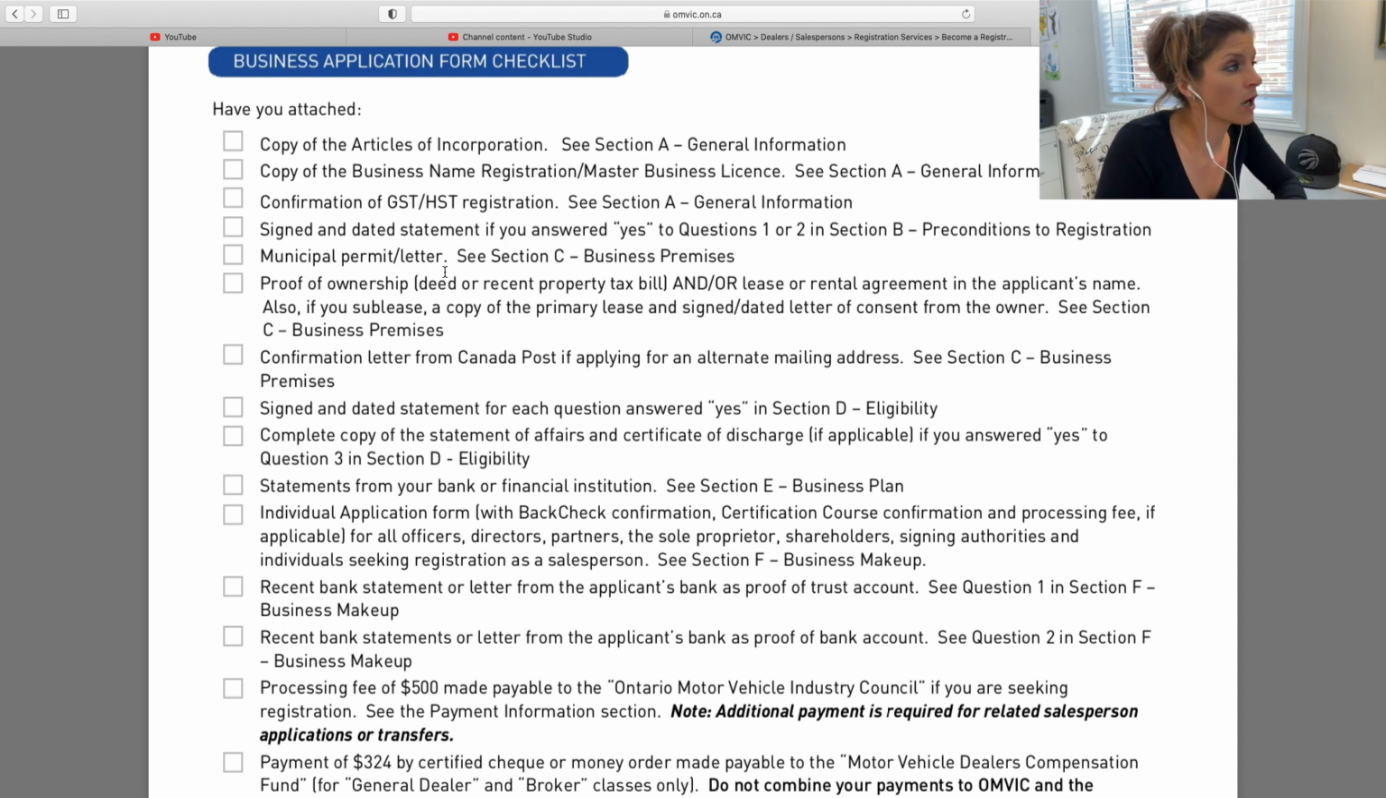You also need to register with Canada Revenue, the CRA, for your HST number, and you'll have to show OMVIC proof of that.